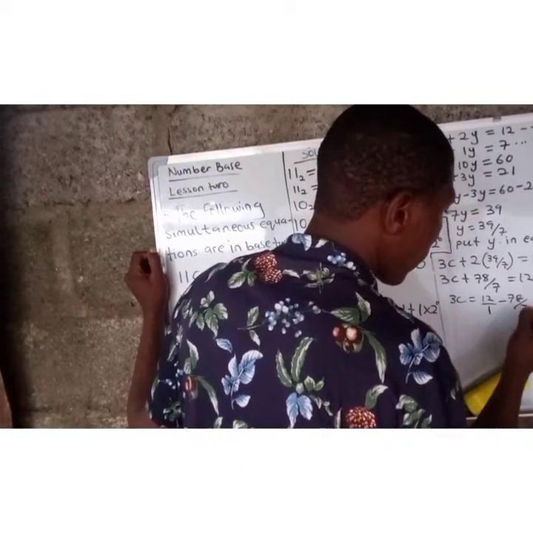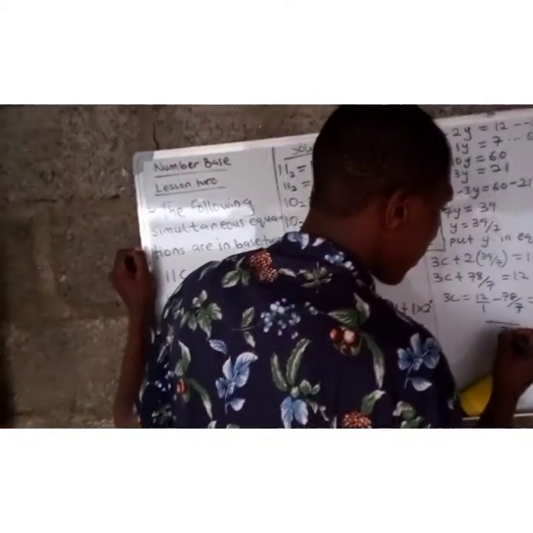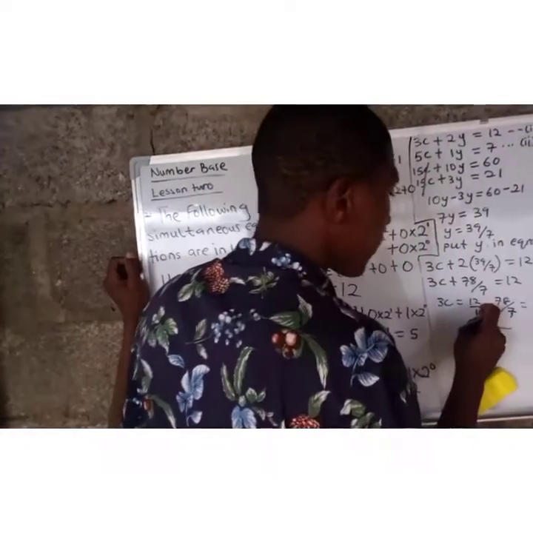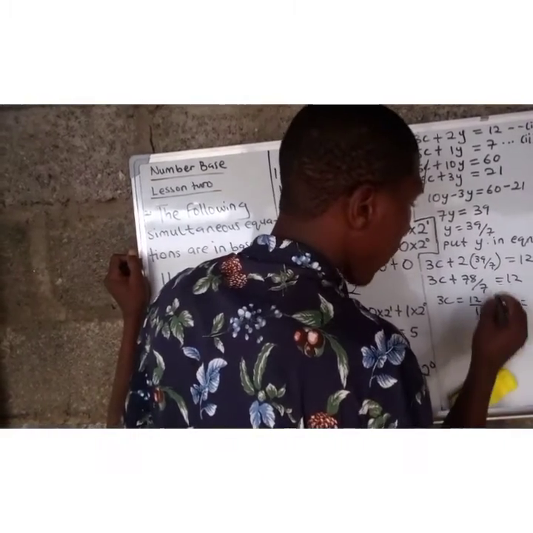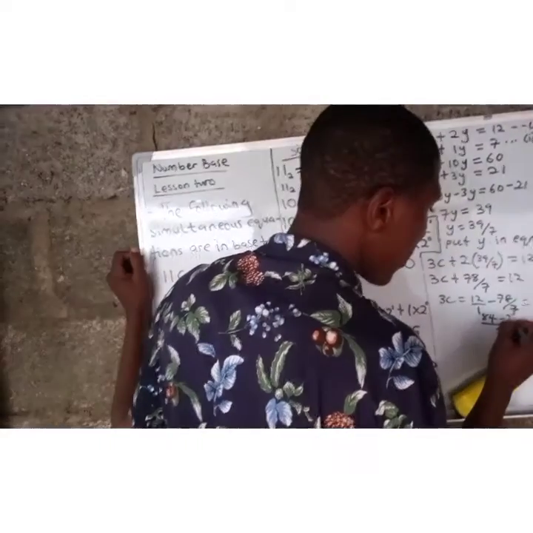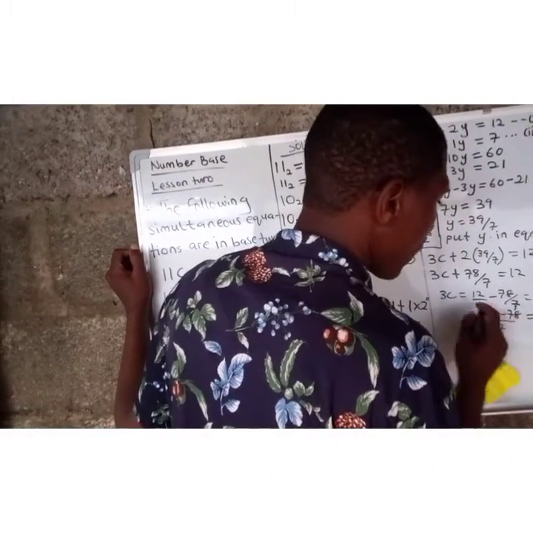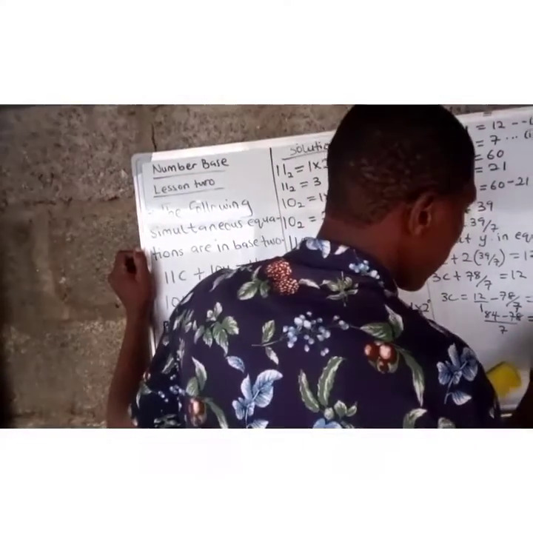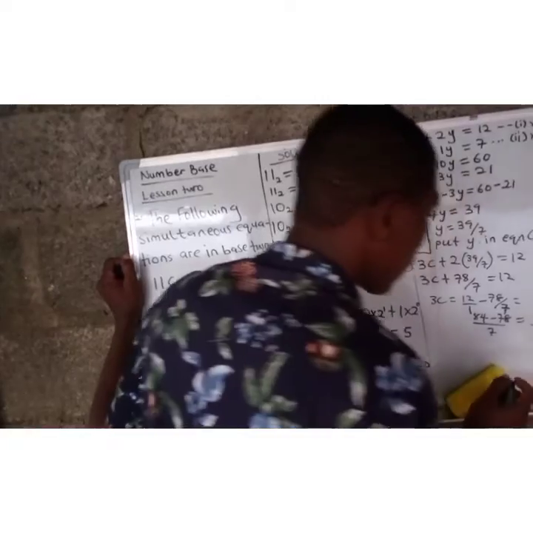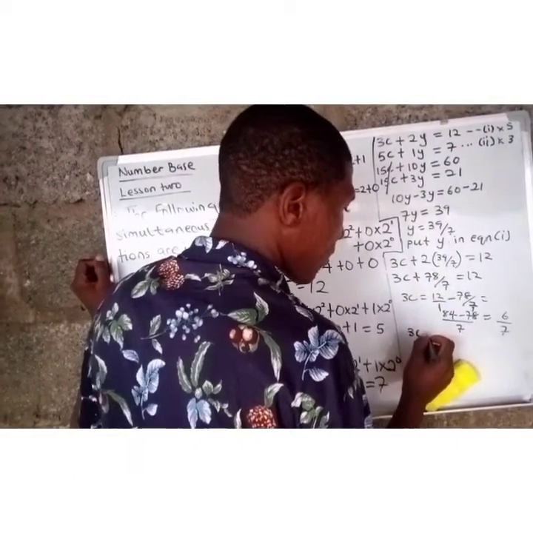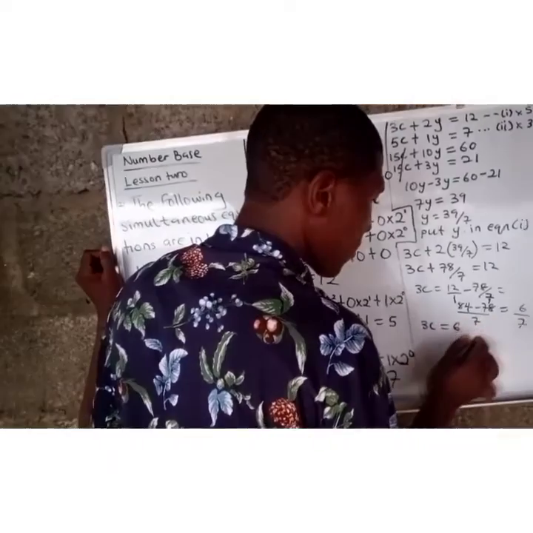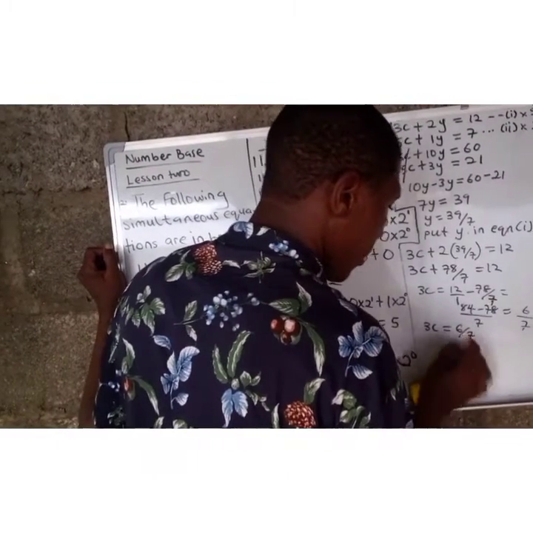So like I said, you look for the LCM. The LCM is 7. 7 divided by 1 is 7. 7 times 12 is 84. Minus 7 divided by 7 is 1. 1 times 78 is 78. So 84 minus 78 will give me 6 over what? 7. So it means that 3c is equal to 6 over 7.